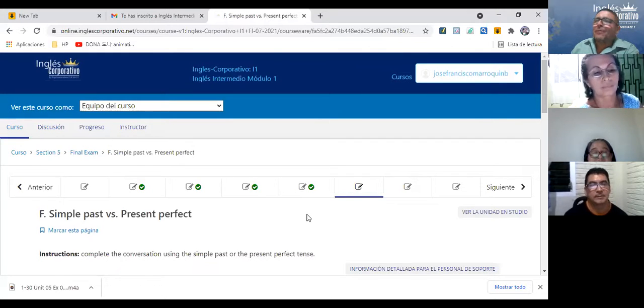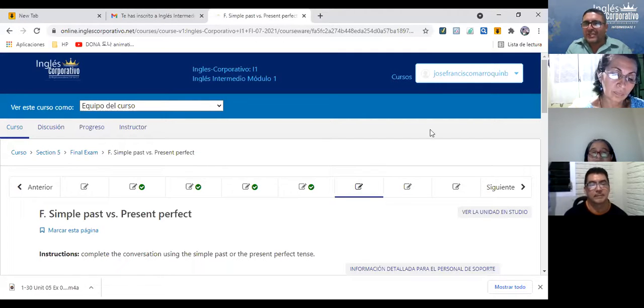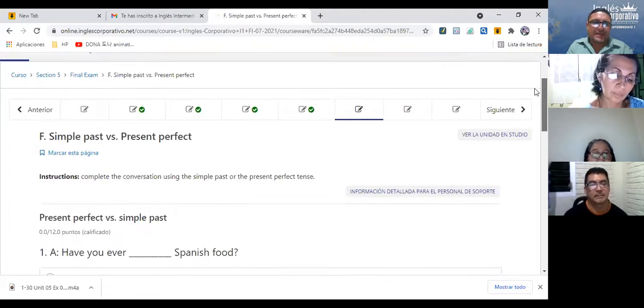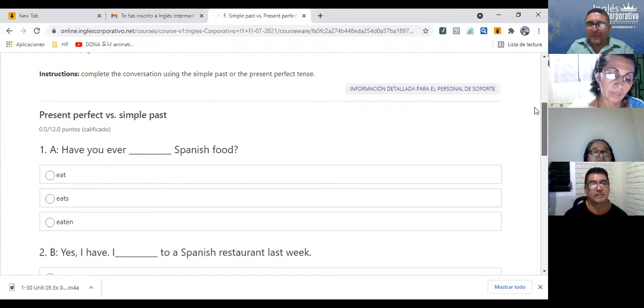So, for example, I was in Metrocentro today at 1 p.m. Is that simple past or present perfect? Simple past. We have been in class since 9 p.m. Present perfect, because 9 p.m. starts in the past, but it's still active, still continuous, right? Not finished. Exactly.